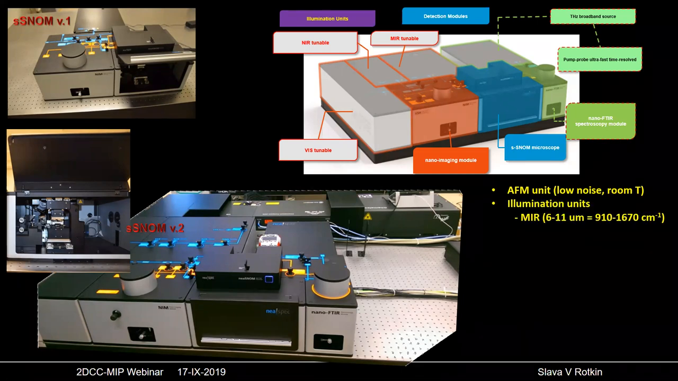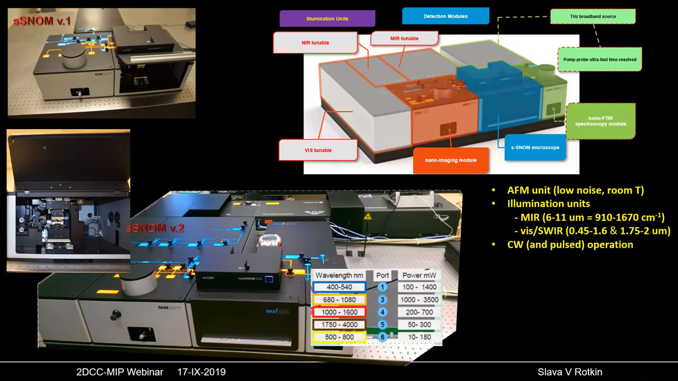And then it has several illumination units. The version one had only a mid-infrared laser, which covers the range from 6 to 11 micrometers, or 900 to 1670 inverse centimeters, depending on which unit you prefer. And currently in version two, we also have a tunable visible laser with an optical parametric amplifier, which covers a very broad range from 400 nanometers with different channels up to 4,000 nanometers or 4 micrometers. So in total, the whole thing covers almost two decades, from 400 nanometers to 11 micrometers. And it can be used in CW and pulsed operation.